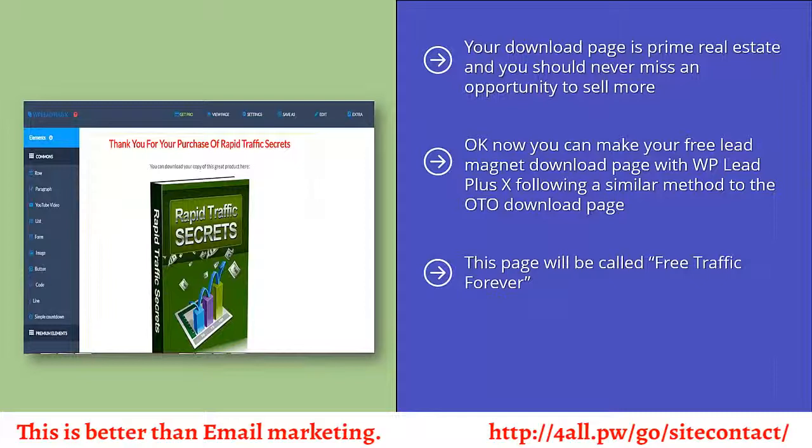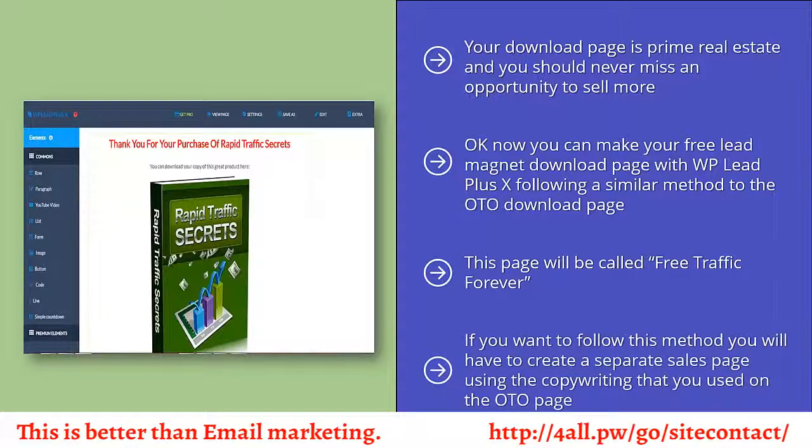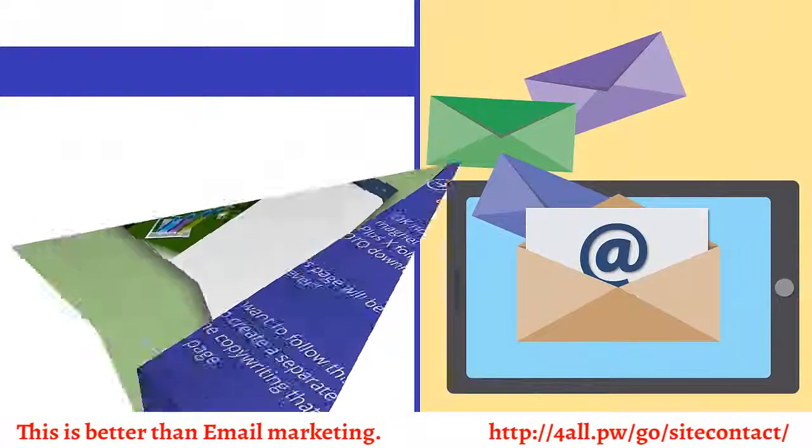As you did with your OTO product, you will need to upload your report to your server using FTP before publishing this page, and add the link to the image. Remember to exclude your page from page listings by unchecking the box. You should thank the visitor for confirming their email address, and at the bottom of the page, you can discuss the OTO product, and you can provide a link to the normal sales page where it is available for the normal price of $17 instead of the discounted price of $9. If you want to follow this method, you will have to create a separate sales page using the copywriting that you used on the OTO page.